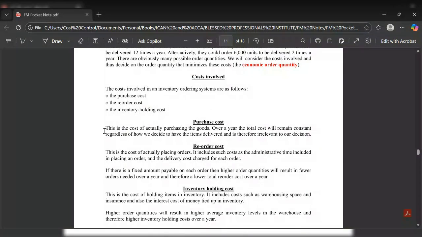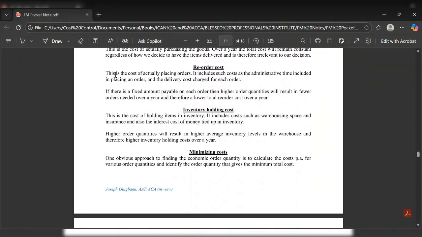Now, look at the explanation here. Purchase cost. This is the cost of actually purchasing the goods over a year. The total cost will remain constant regardless of how we decide to have the items delivered, and is therefore irrelevant to our decision. I guess I've explained this earlier. Reorder cost. This is the cost of actually placing orders. Whenever an order is placed, you incur what we call the reorder cost. It includes such as the administrative time included in placing an order and the delivery cost charged for each order. If there is a fixed amount payable on each order, then higher order quantities will result in fewer orders needed over a year, and therefore a lower total reorder cost over a year. That is for the reorder cost.